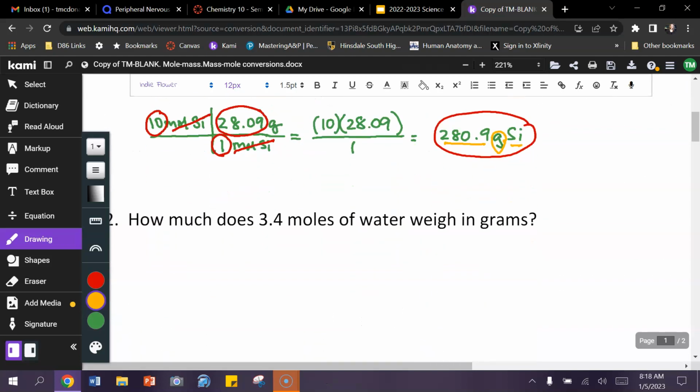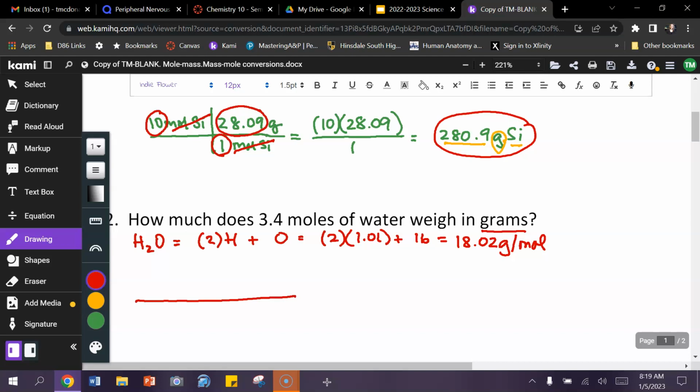All right, next, how much does 3.4 moles of water weigh in grams? Well, you know that water is H2O, and since we're looking for mass, the first thing we have to do is find the molar mass of water. In order to do that, we need 2 hydrogens added to 1 oxygen. So 2 times the molar mass for hydrogen, which is 1.01, plus the molar mass for oxygen, which is 16, gives me 18.02 grams per mole.